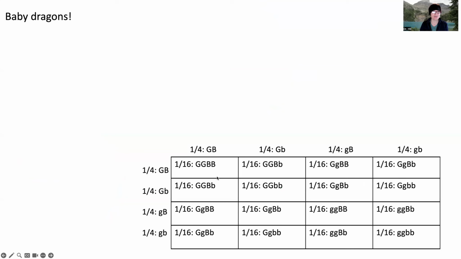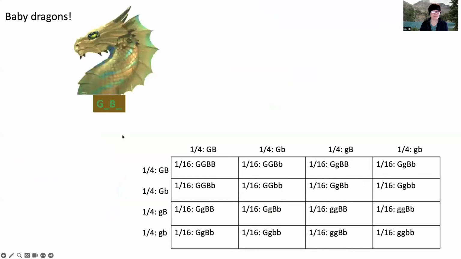Now let's look at these baby dragons. What do they look like? Okay, so let's look at the first type of dragon we could make, a green-eyed bronze skin colored dragon. That's going to happen every time there's at least one big G and one big B. We don't have to know the rest of this because these are dominant. So if we know we have at least one of these and one of those, then we're going to get this dragon.